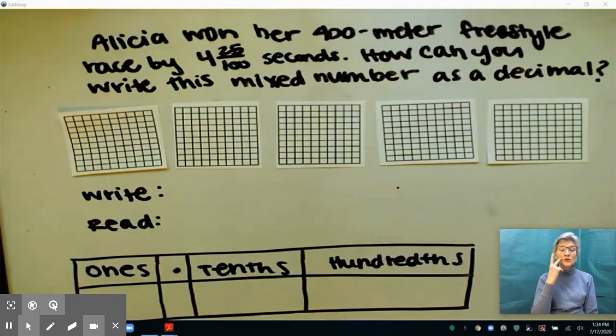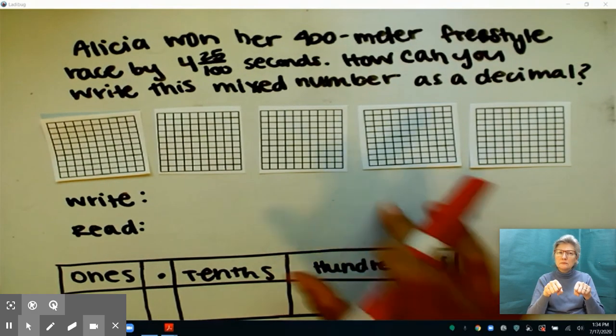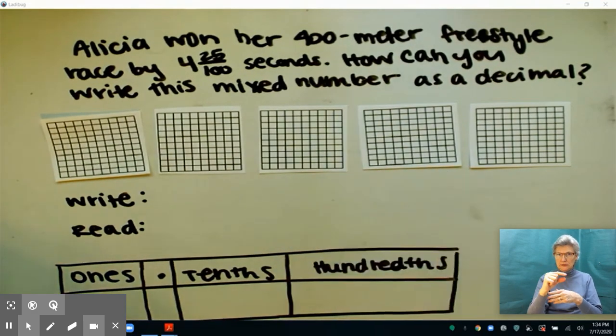Look at our final problem for the day, where we're going to investigate how we can write mixed numbers as decimals, thinking along the way, how is this similar to recording tenths or hundredths? Let's begin. Alicia won her 400-meter freestyle race by 4 and 25/100ths seconds. How can you write this mixed number as a decimal?